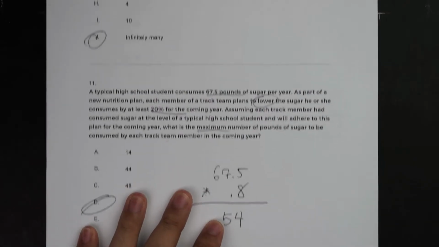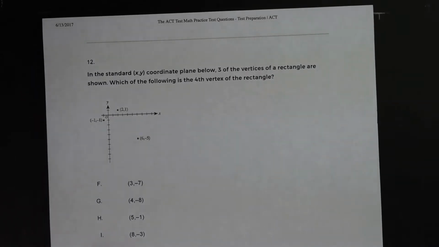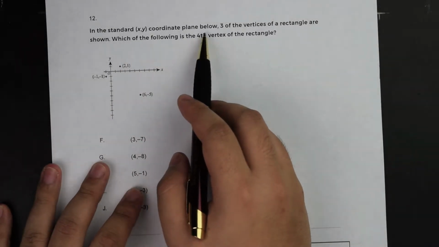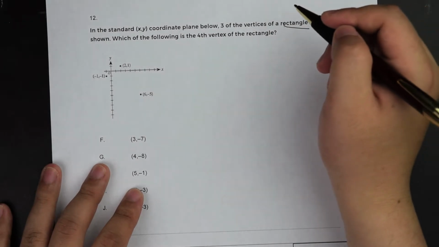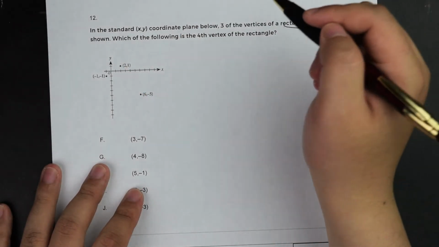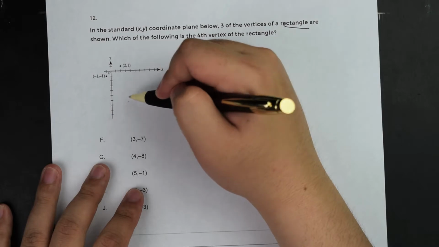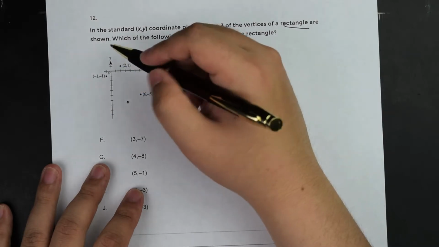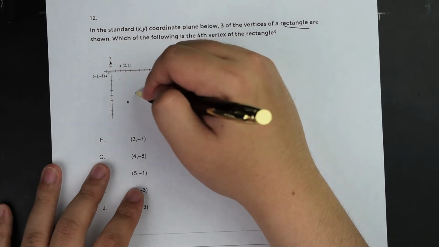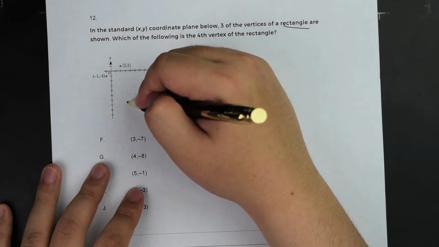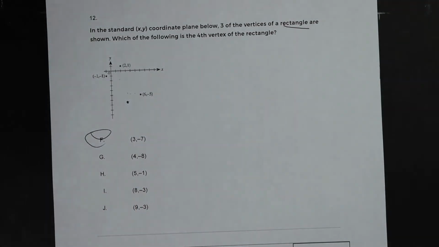And now I'm going to continue on to the last question, number 12. So I'm going to move this up. Okay, number 12. Plane, 3 vertices of a rectangle. Okay, so the vertex is somewhere around here, but I do want to know why. So 1, 2, 3, 1, 2. Okay. So for number 12, my final answer is going to be F.